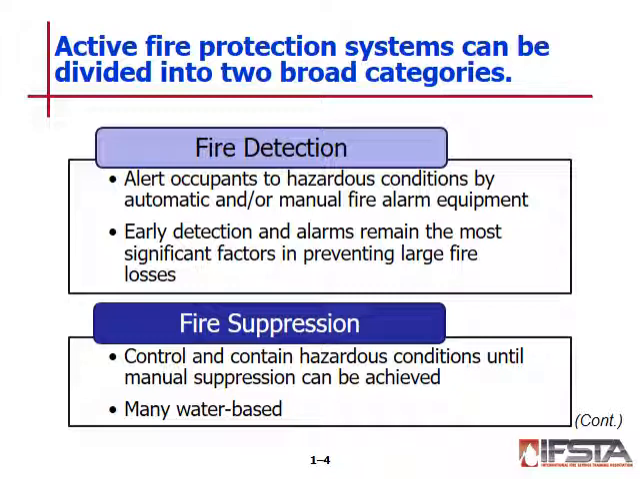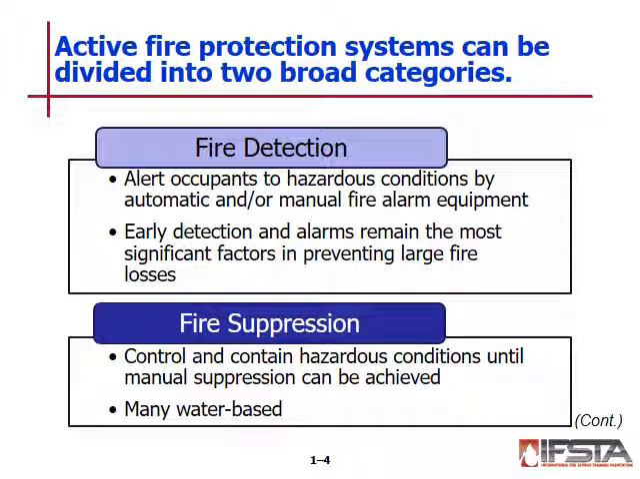Now, your fire suppression systems are those that control and contain hazardous conditions until manual suppression can be achieved. Many of these systems are your water-based systems, and of course they work together with your fire detection and suppression systems, and they save lives and decrease your property loss, and also help with early mitigation and control of fire. A good example of this would be, of course, our tried and true sprinklers.